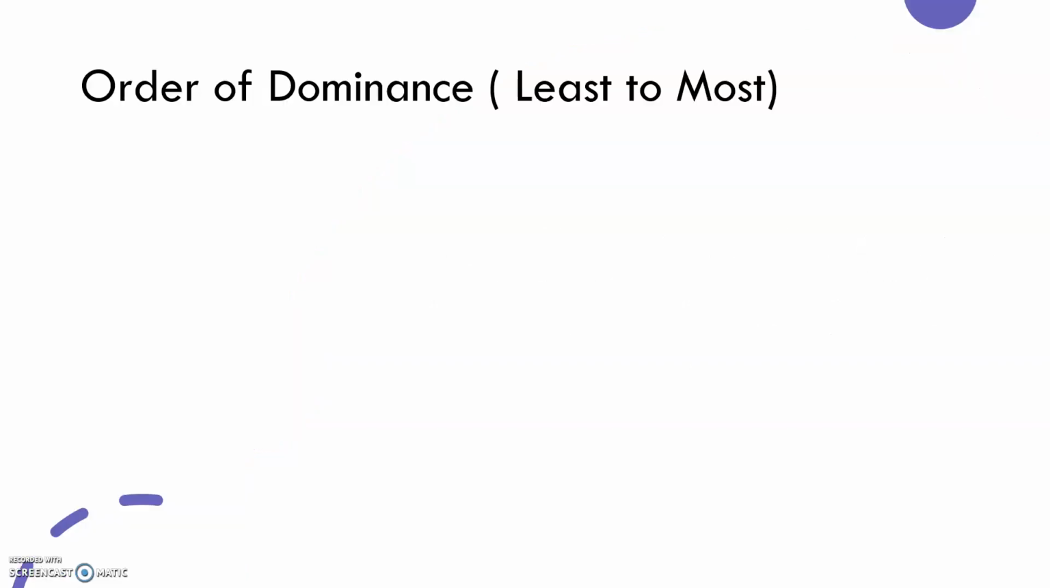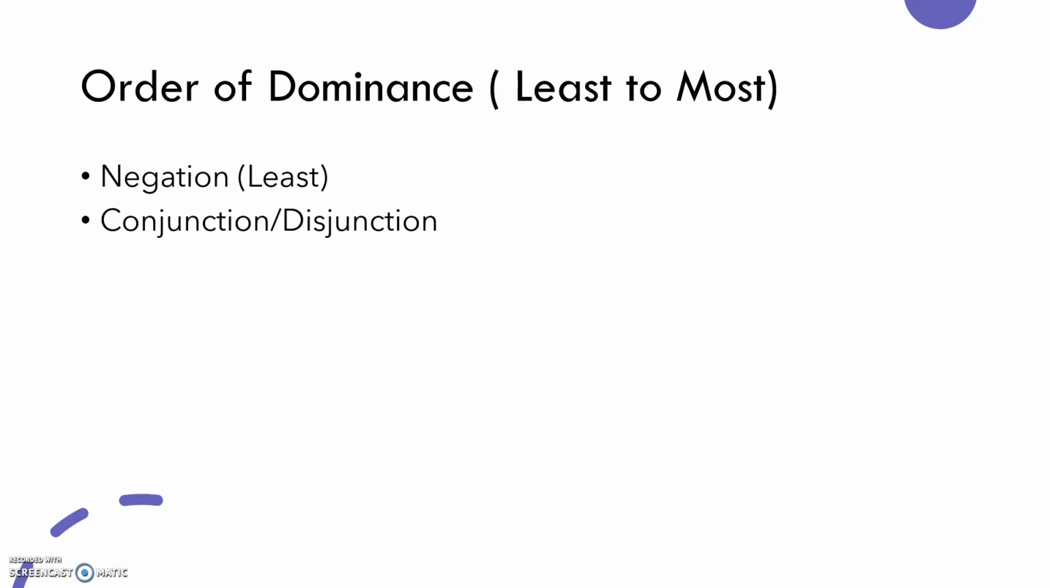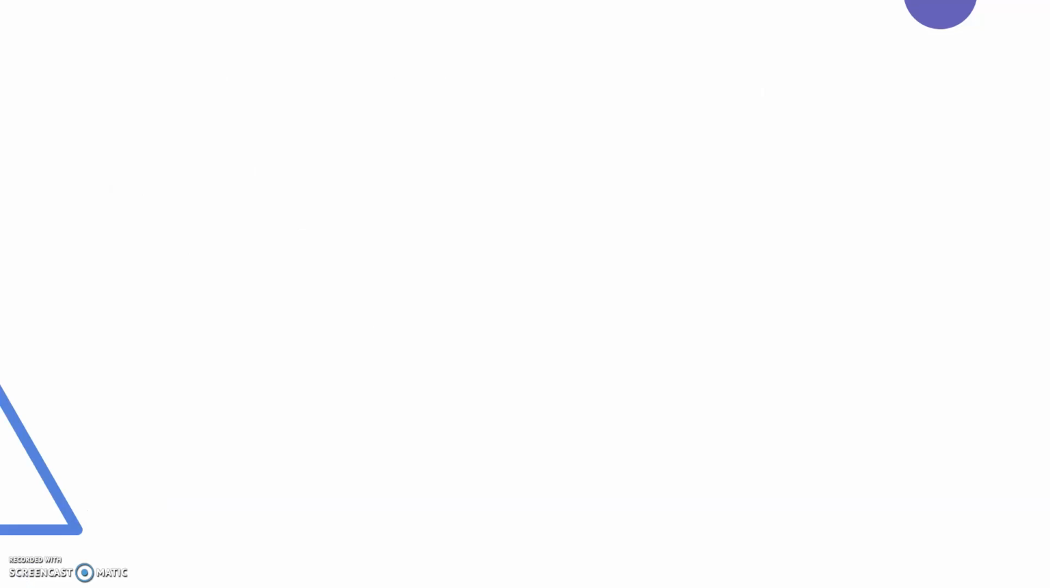So here's the order of dominance from least to most. The least dominant is the negation statement. Then the conjunction and disjunction, the and or statements, have the same level of dominance. Then the conditional statement has a stronger dominance. And then the one with the most dominance is the biconditional statement. Okay, so you'll take which one of those operations is the strongest, and you'll group either the statements after or the statements before together. So let me show you what that looks like.